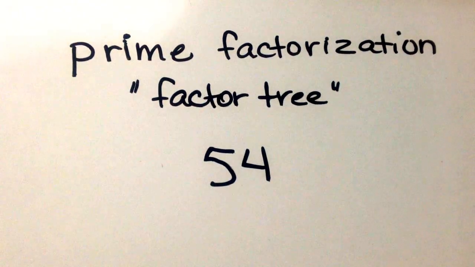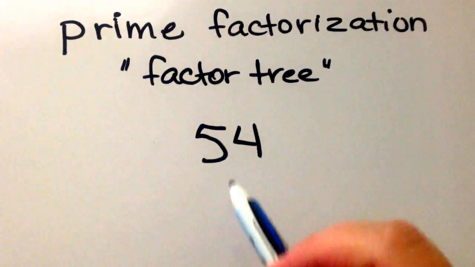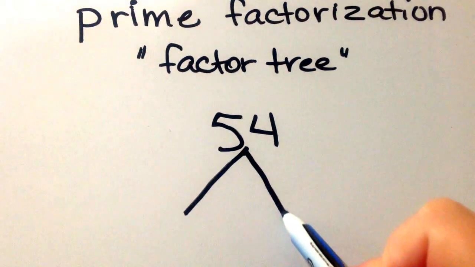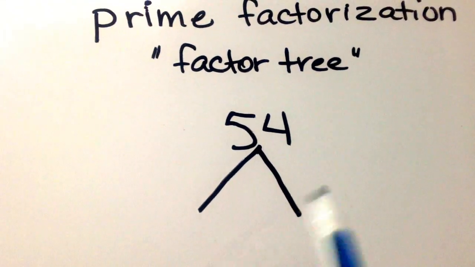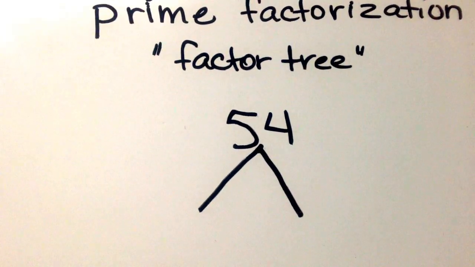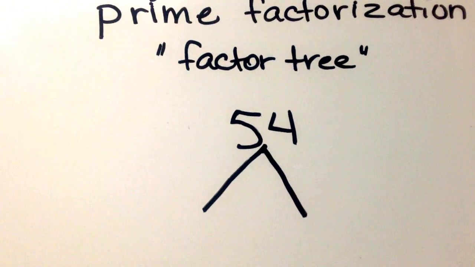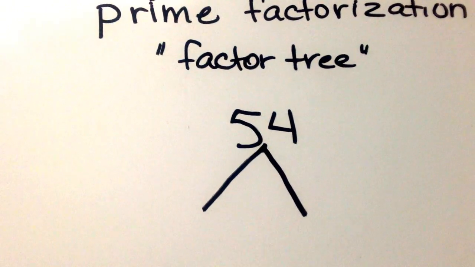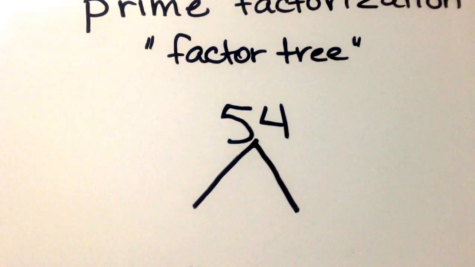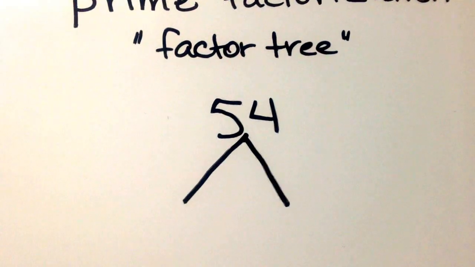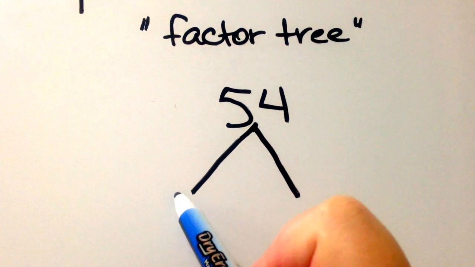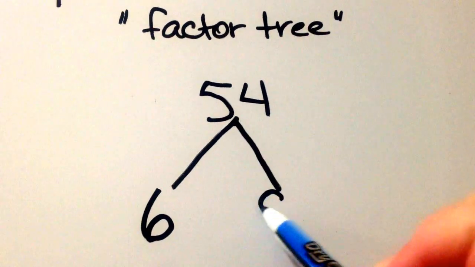What you do with a tree is you sort of think of a Christmas tree, okay? So we're going to put 54 at the top like our Christmas tree topper. And we're going to split 54 into two numbers that can be multiplied to get 54. And it can be any two numbers, even if there's more than one pair of numbers that can equal 54. So let's just choose a very common pair of numbers that equals 54, as in, I don't know, let's say 6 and 9. So 6 times 9 is 54.